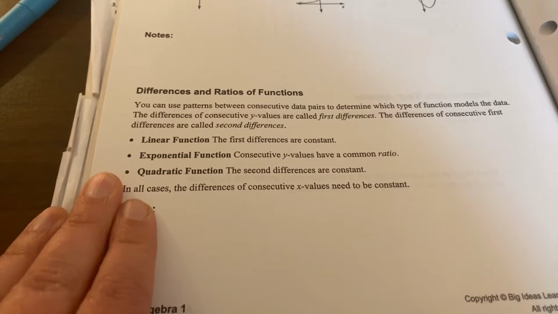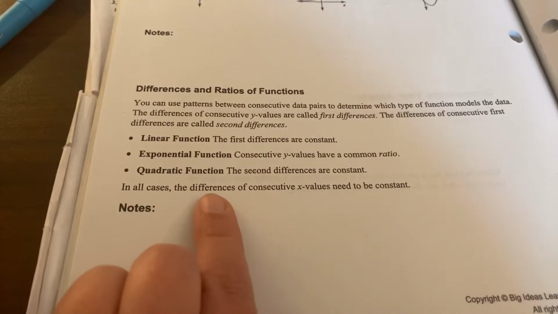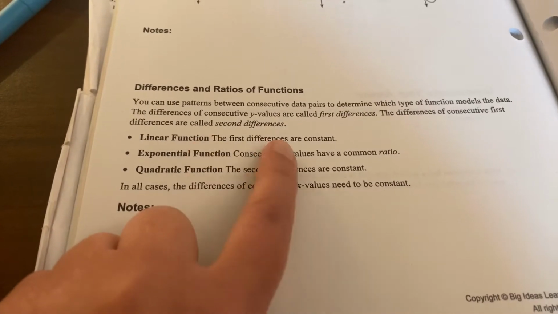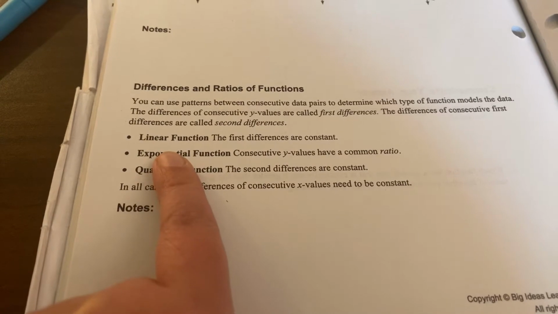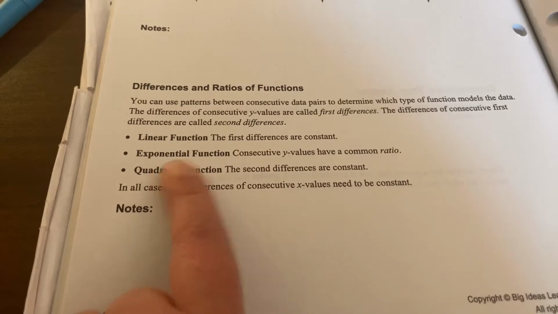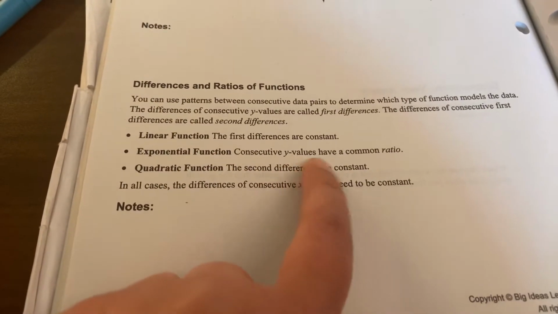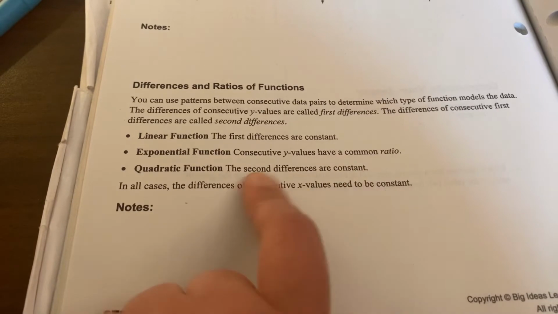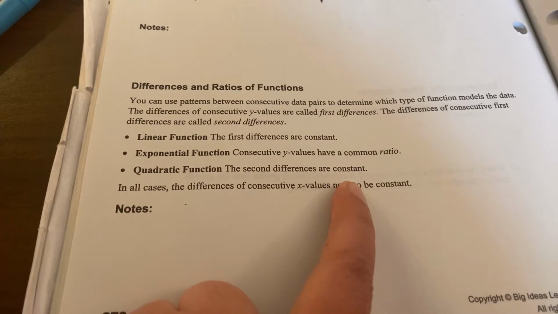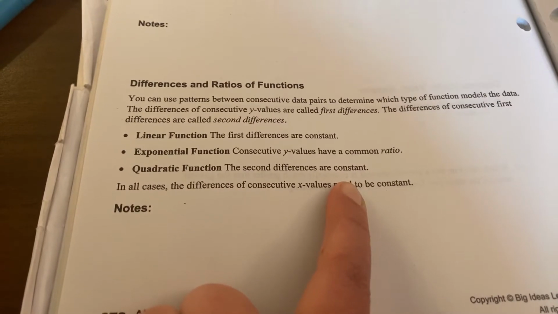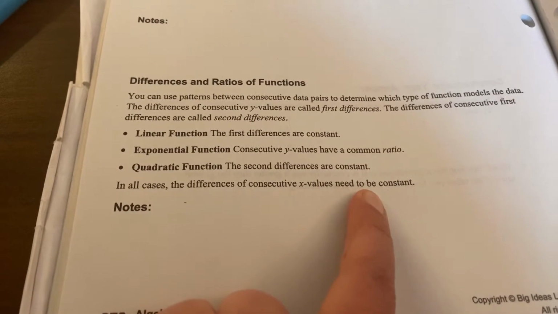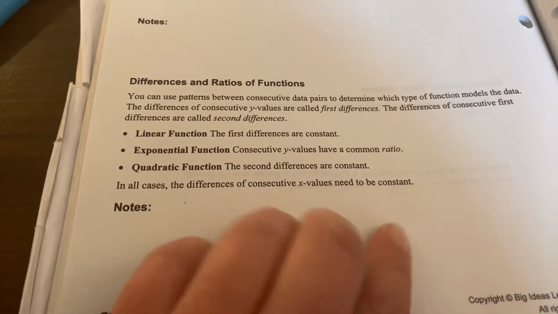The differences of consecutive y values are called first differences, and the differences of consecutive first differences are called second differences. So in a linear function, the first differences are constant. They're all the same. In an exponential function, the consecutive y values have a common ratio, and in a quadratic function, the second differences are constant. In all cases, the differences of consecutive x values need to be constant, right? The x values need to be constant.